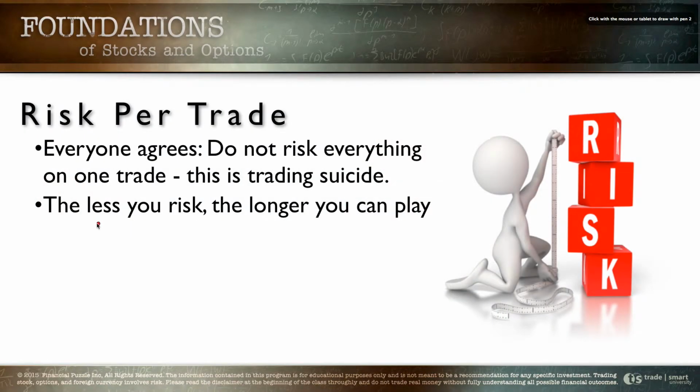Now that we've learned about risk and reward, the next discipline that we need to learn about is the risk per trade. Everybody agrees you do not want to risk everything on one trade. If you do risk everything on one trade, it is trading suicide, and everybody agrees on that one fact. So what we need to do is learn how we can pare that down.